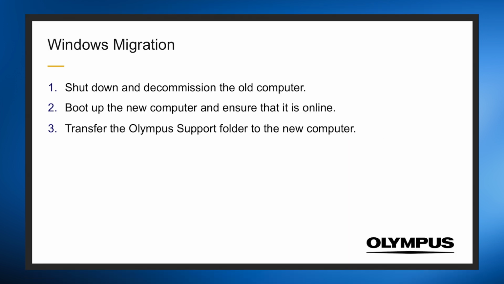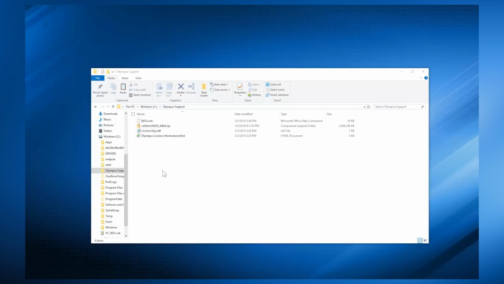At this point, we can decommission the old computer and bring the new computer online. Move the support files over to it and proceed. Once you've downloaded the cellSens installation file, put it in the Olympus folder you created on the root of the C drive. As this is a zip file, we will need to extract it.